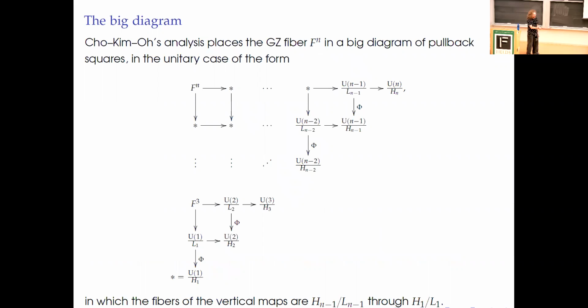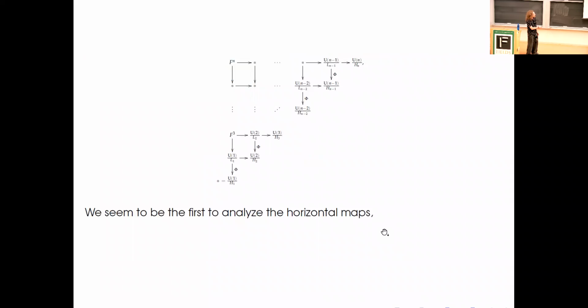And moreover, here's another diagrammatic tool. Cho-Kim-Oh's analysis involves a big pullback square where the thing you want is over here. And the groups we've talked about contribute to this edge. And the fibers of each of these are these products of spheres that we talked about. Right, and so they analyzed the vertical maps, and that really gives them their whole analysis. And we decided to analyze these horizontal maps too.